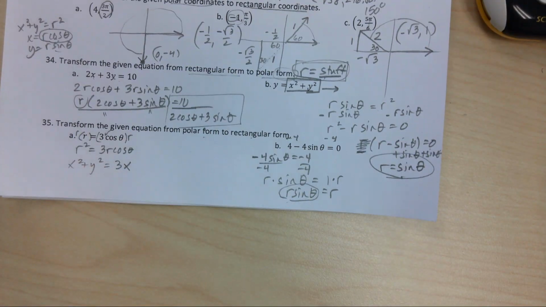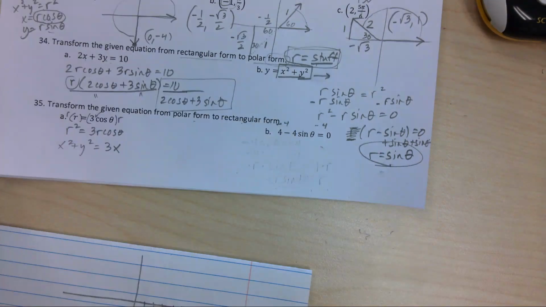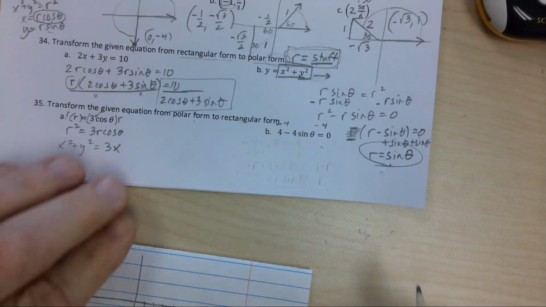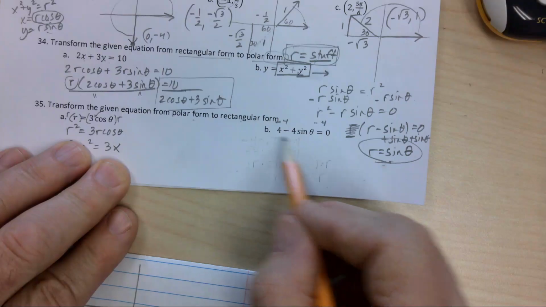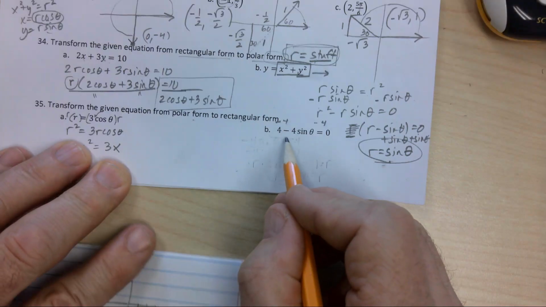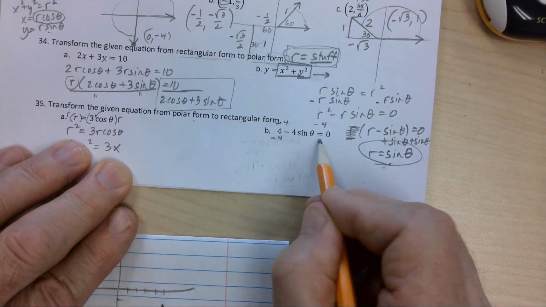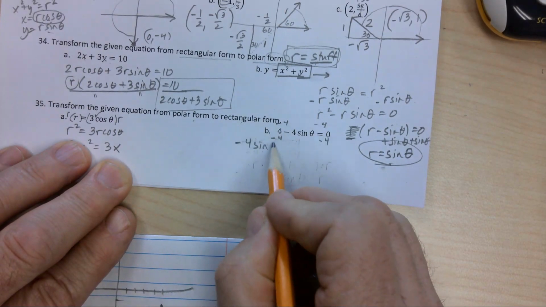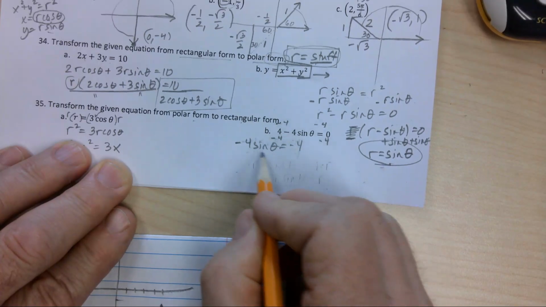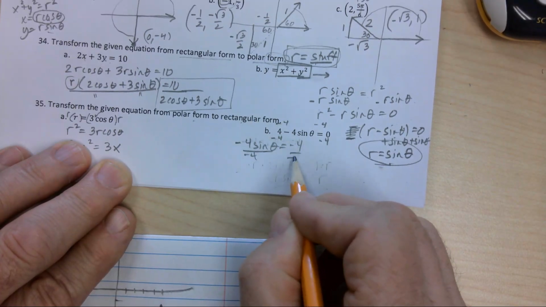Well, yeah, hold on a second. I'm going to re-explain this. Dang it. All right, good lesson: teachers are humans. I wasn't going in a good direction. So, here we go. Sticking with what I did before, I'm going to subtract 4, and negative 4 sine theta equals negative 4. I like what I did there. Divide by negative 4, divide by negative 4.